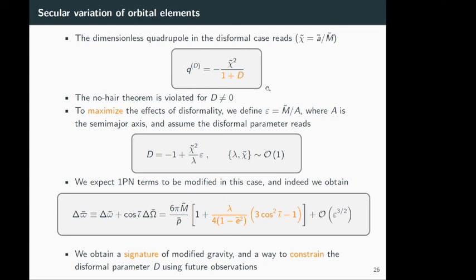And also what we tried is to maximize the effects of disformality by choosing this disformal parameter very close to -1. So not quite at the limit of this limiting metric I presented, but very close to it. And in this case, you can actually change the Schwarzschild precession. So the leading order in the pericenter precession here can actually be modified by these modified gravity terms. And this constitutes a signature of modified gravity and a way to constrain this disformal parameter in the future once the spin here will be measured.